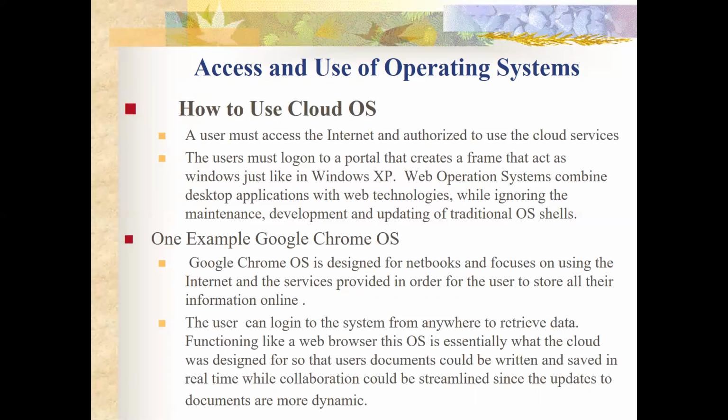The Google Chrome operating system is designed for notebooks and focuses on using the internet, and the service is provided in order for users to store all their information online. The user can log in to the system from anywhere to retrieve data. Functioning like a web browser, this operating system is essentially what the cloud was designed for, so that users' documents can be written and saved in real time, while collaboration could be streamlined since the updates to documents are more dynamic.